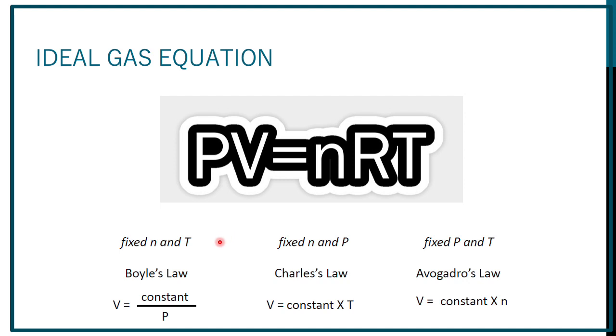For example, from Boyle's law, the equation is PV equal to K. And then Charles' law is V divided by T equal to K. And for Avogadro's law, it is V divided by N equal to K. So when we combine Boyle's law, Charles' law, and Avogadro's law, we get PV equal to nRT. So this is the ideal gas equation.